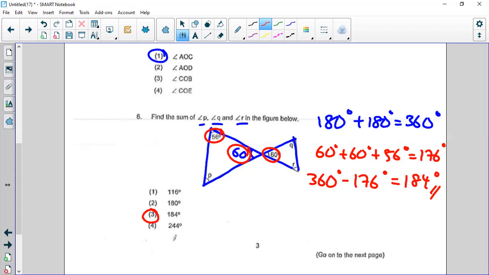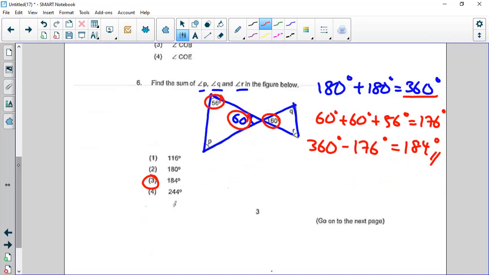Anyone who is not clear, you got to raise your hand. Make sure you understand how I get the answer. There are two triangles there. The sum of angles in one triangle is 180 degrees. You just times 2 to get 360 degrees. Then you take 360 degrees and minus all the angles that you see inside, and you will get the sum of all the angles, P, Q, and R. Okay, let's go to number 7. And also add up your marks.